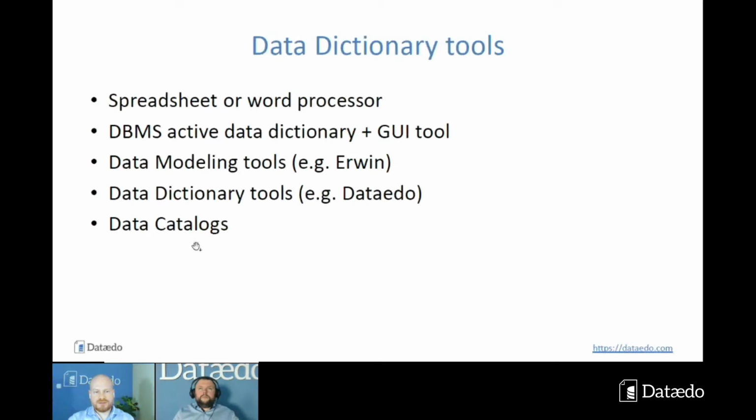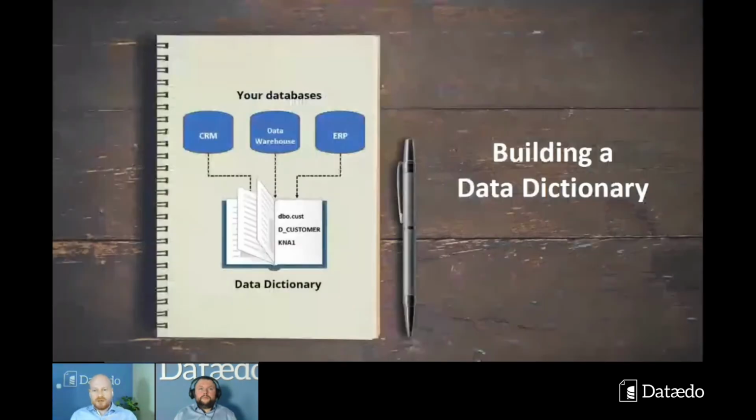And there is this new category of tools called data catalogs, which are used to help analysts and people doing all the reporting and querying easily find the data. Okay, so that was my introduction about the theory of the data dictionary.